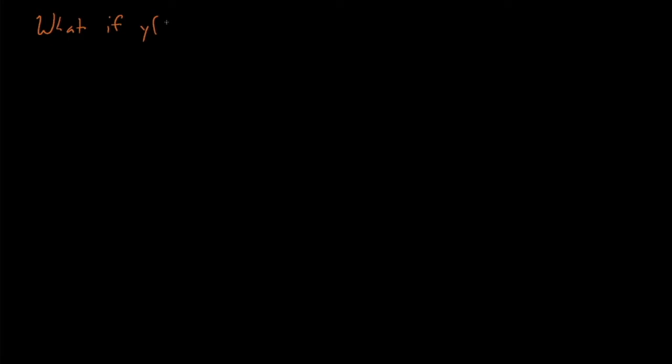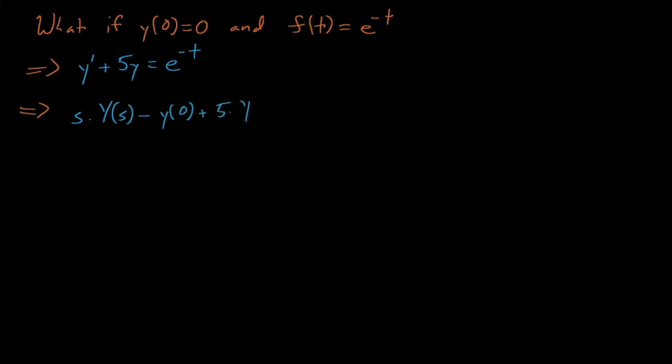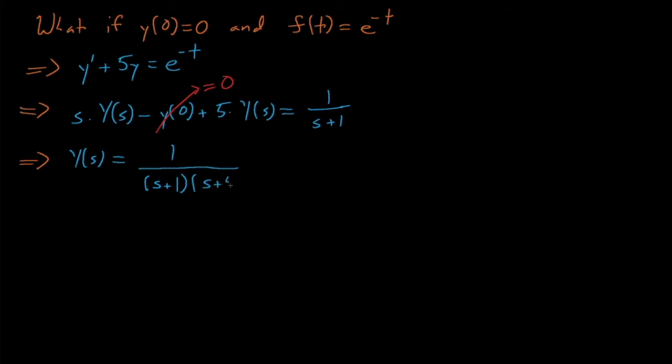Now let's make f of t something a little more complicated. Here we'll assume that f of t is equal to e to the negative t, whose Laplace transform is equal to 1 over s plus 1. If we take the Laplace transform of the left side and rearrange terms, we see that y of s is equal to 1 divided by s plus 1 times s plus 5.